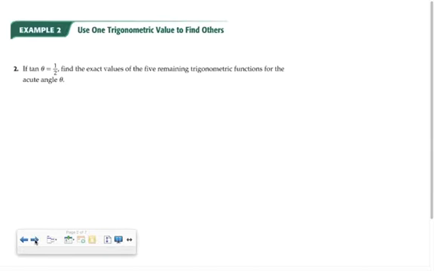In this example, we're asked to use one trig ratio to find the others. And the way that you do that is you consider a right triangle in which that ratio could exist. So here's what I mean by that. If I have a right triangle, and my theta angle is here, and the tangent of theta is 1/2, then that means that in the simplest triangle I can think of that ratio would be true. The opposite side would be 1, and the adjacent side would be 2.